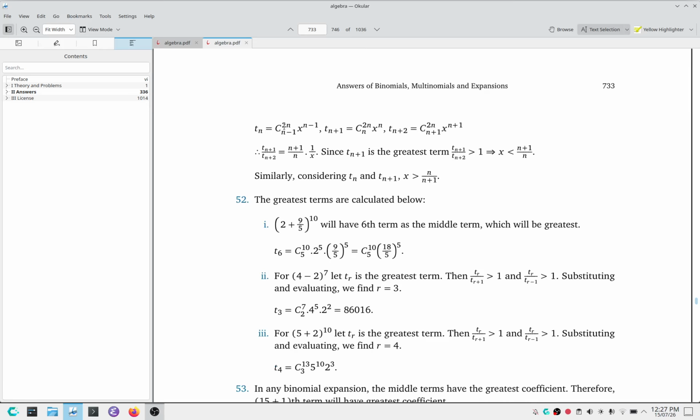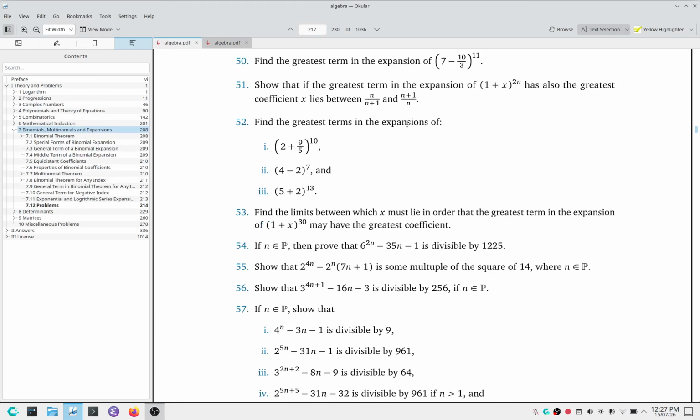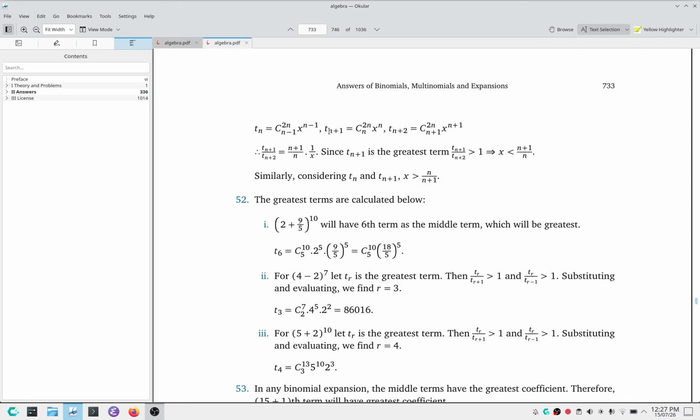So Tn is equal to 2nC(n minus 1) x raised to the power n minus 1. Tn plus 1 is equal to 2nCn x raised to the power n. Tn plus 2 is equal to 2nC(n plus 1) x raised to the power n plus 1. Now we are given that the greatest term is also having the greatest coefficient, that is Tn plus 1 will be greatest. So we divide it by Tn plus 2, we get n plus 1 upon n into 1 upon x.